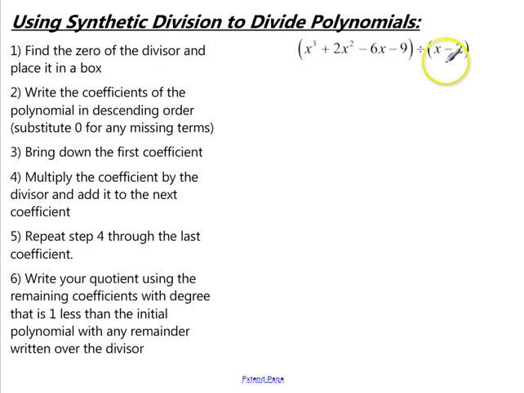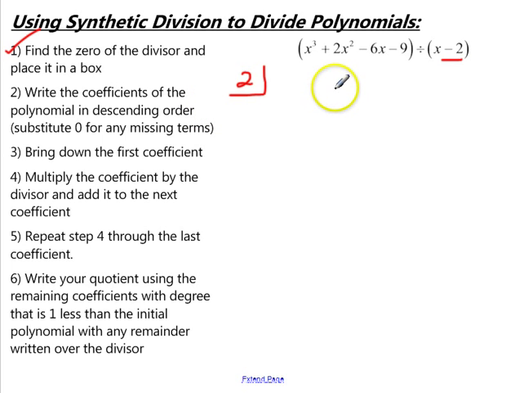So here's our divisor, what we're dividing by, and then we want to take the 0. Remember, it's the opposite of this factor. So it's going to be a positive 2, and then we're going to place it inside of kind of like a half box. And then in step 2, write the coefficients of the polynomial in descending order.